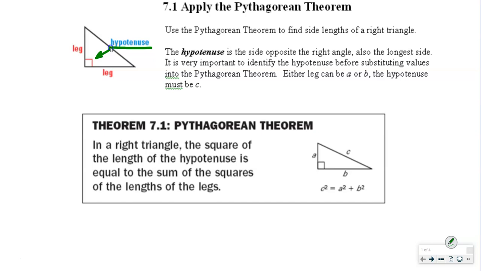What I'm talking about with A and B and C is the Pythagorean theorem: in a right triangle, the square of the length of the hypotenuse is equal to the sum of the squares of the lengths of the legs. That's represented as c squared equals a squared plus b squared, or you may hear it as a squared plus b squared equals c squared. It can be written either way, referenced either way. But that c value is always the value of the hypotenuse. A and b are either of the legs.